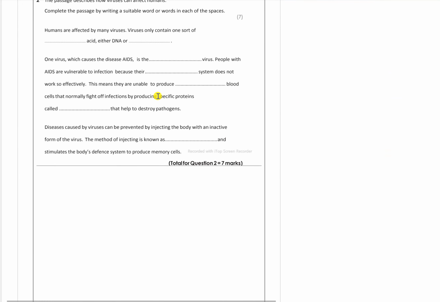We've got to now fill this in. So humans are affected by many viruses. Viruses only contain one sort of DNA. They only contain one type of DNA. No, sorry, either DNA or RNA. So they only contain one type of nucleic acid. So I'm getting mixed up here.